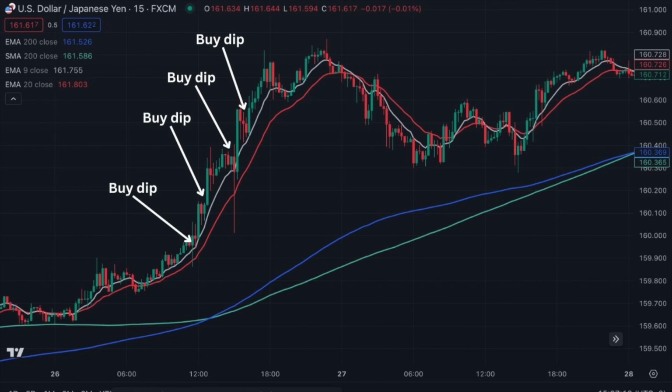So in a strong trend, you'll notice a pattern. It pulls back to the 9 period moving average and then it moves higher. And this happens repeatedly. When we finally break below the 9 period moving average, it may signal a change in the trend, which is something you do need to be aware of.